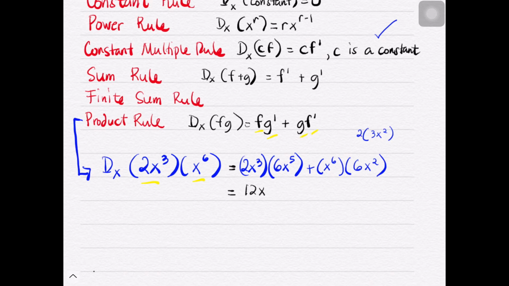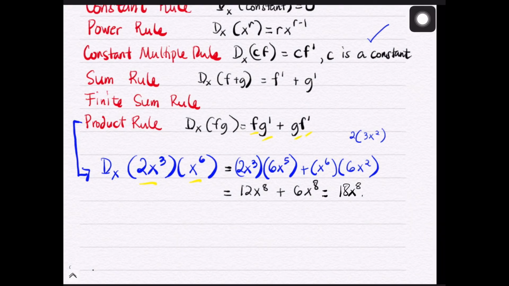Now getting their products, we now have 12x to the power of 8 and 6x to the power of 8. If you want to review on laws of exponents, the reason why we have x to the power 8 here, just click the I icon there at the upper right corner of your screen for the suggested video. Simplifying this, we now have 18x to the power of 8.